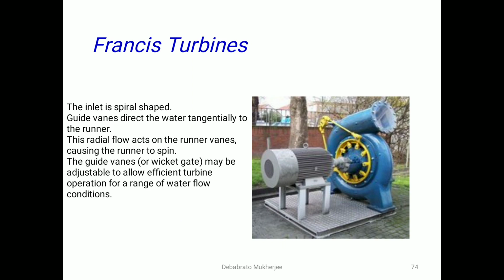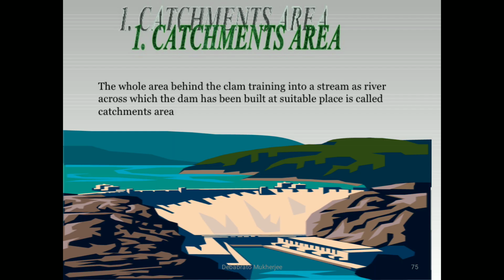Francis turbine, this type of structure is it. The inlet is spiral, you can see the spiral form. The guide vanes direct water tangentially to the runner. The radial flow acts on the runner vanes, causing the runner to spin, and the guide vanes may be adjustable. It is adjustable to allow efficient turbine operation for a range of water flow conditions.